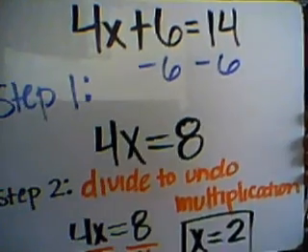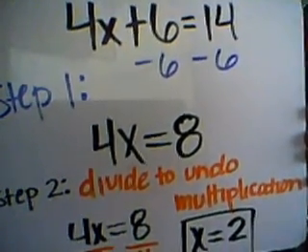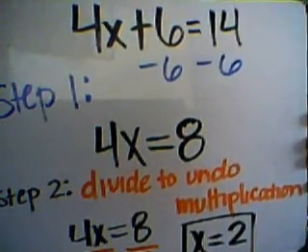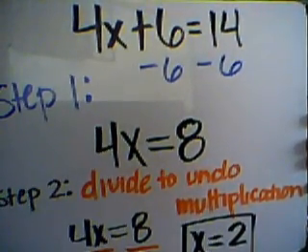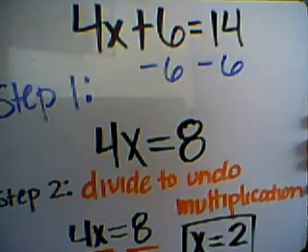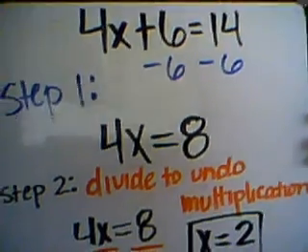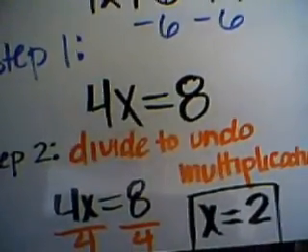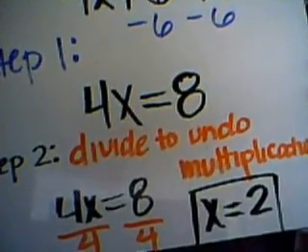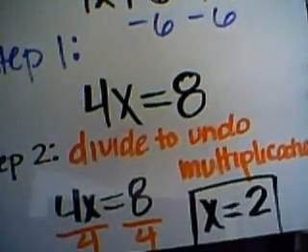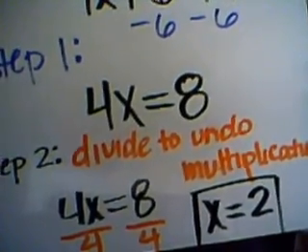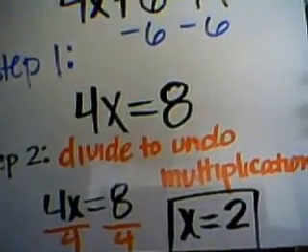Now we have 4x equals 8. Now that we've done our subtraction, remember we add and subtract first when we're talking about reverse PEMDAS or solving an equation. And so now we'll go ahead and divide. Step 2, divide, because the x is being multiplied by a 4. So again, the ultimate goal, get the variable by itself. How are we going to do that? Well, if we're multiplying by 4, we have to divide by 4 to undo the multiplication. Divide to undo the multiplication.